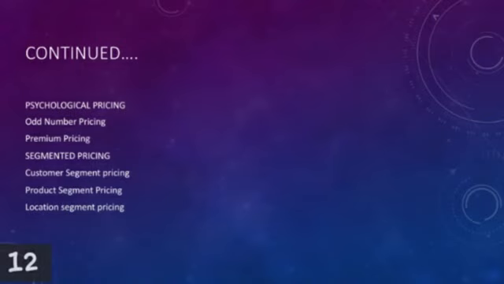The last one is what is very common in our business, that is tourism business, that is called yield management pricing. Yield management pricing I have discussed separately in the next slide, so I'm not going to explain it right now.